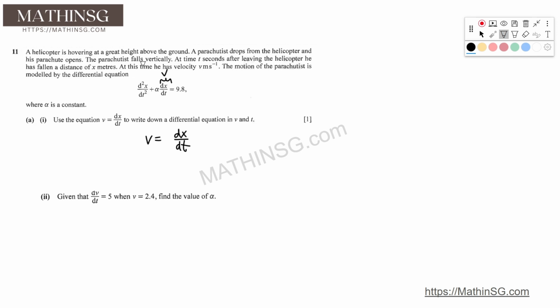If v is dx/dt, then if I differentiate dx/dt, I get d²x/dt². And d²x/dt² is equal to dv/dt. So I can change this to dv/dt. In other words, I can write this equation as dv/dt plus alpha v equals 9.8.